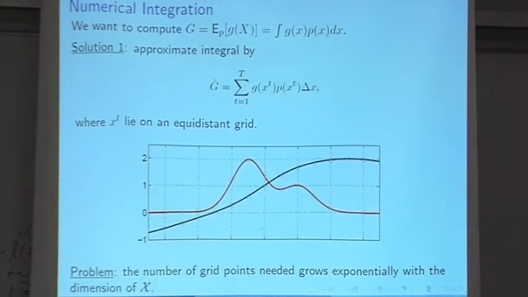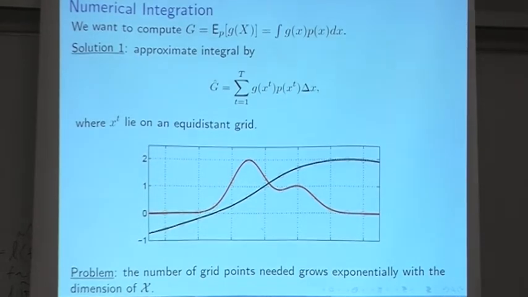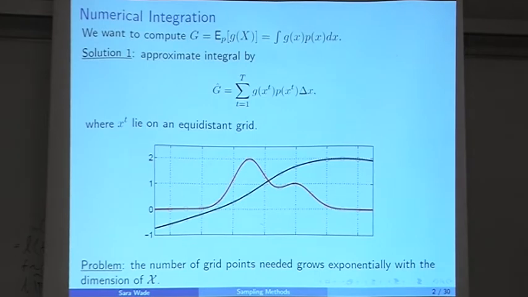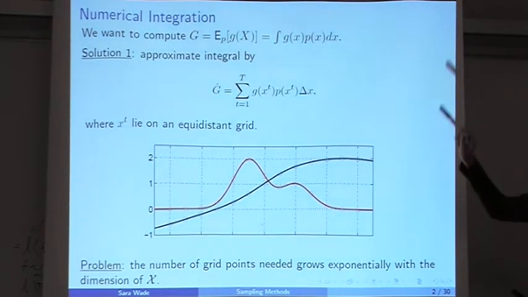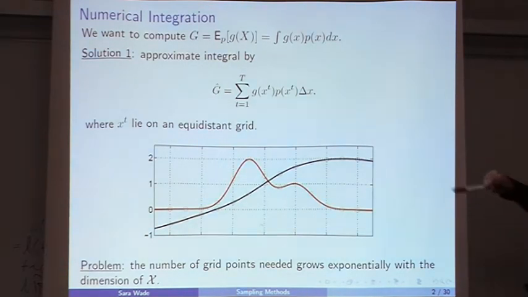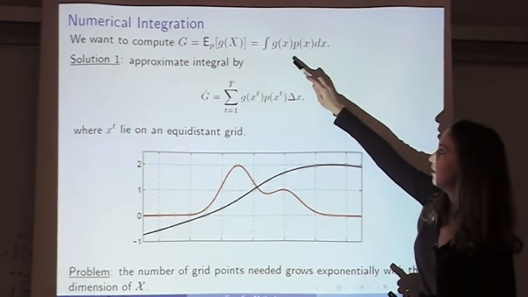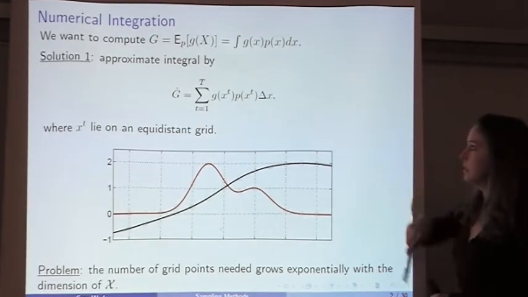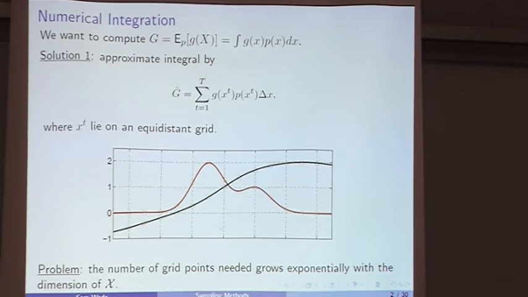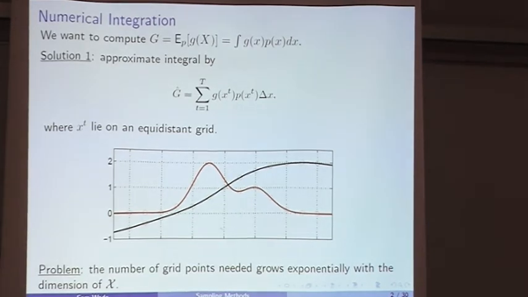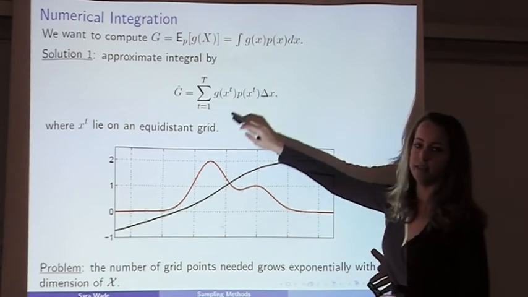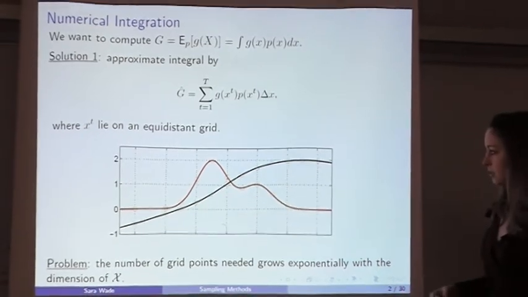Okay, sampling methods. So in this setting, our aim is to compute the integral of some function g with respect to a density p. So that means we just want to compute the integral of g of x times p of x, where p is some density on x. So one solution is just to take a finite grid of x and evaluate the function and the density at each of these grids.